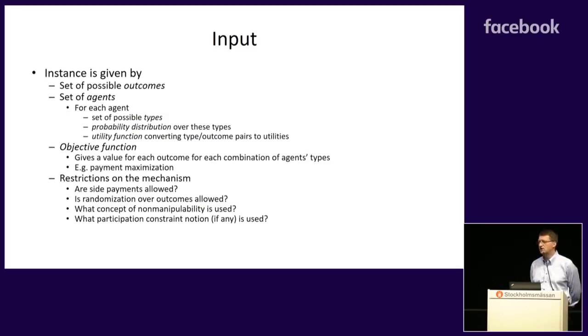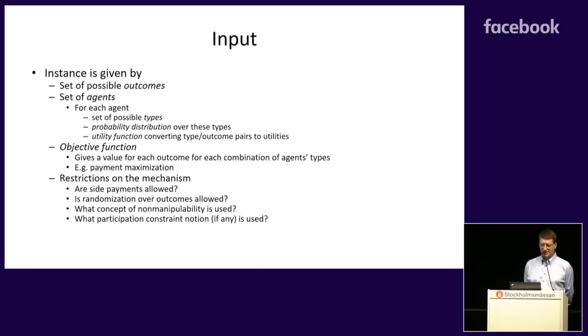Then there's an objective function. What are we trying to accomplish with our mechanism? This gives a value for each outcome for each combination of the agents' types. For example, it might be payment maximization. We want to maximize expected revenue. But it can be other things also, like maximizing welfare, trying to allocate the goods so that the buyers in aggregate have maximum value from the goods, or some combination thereof. Or it could be fairness, etc., etc.